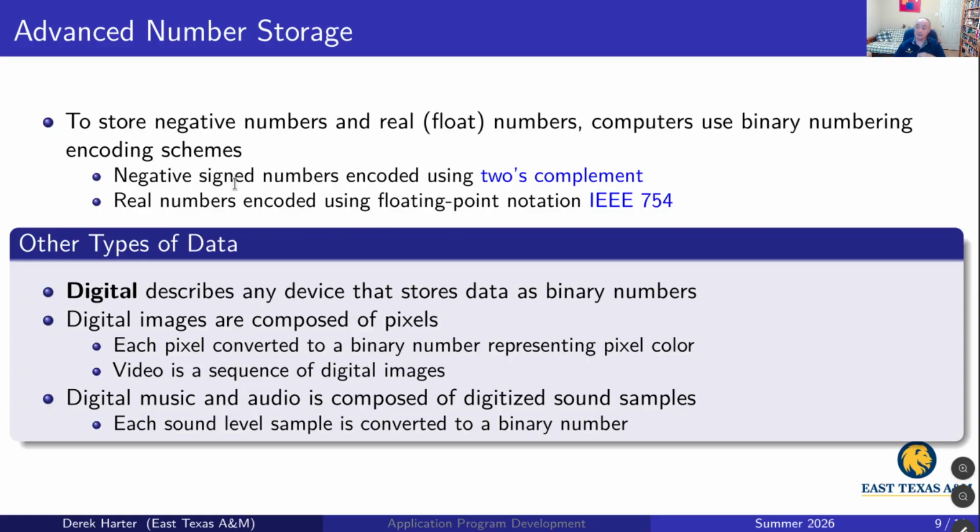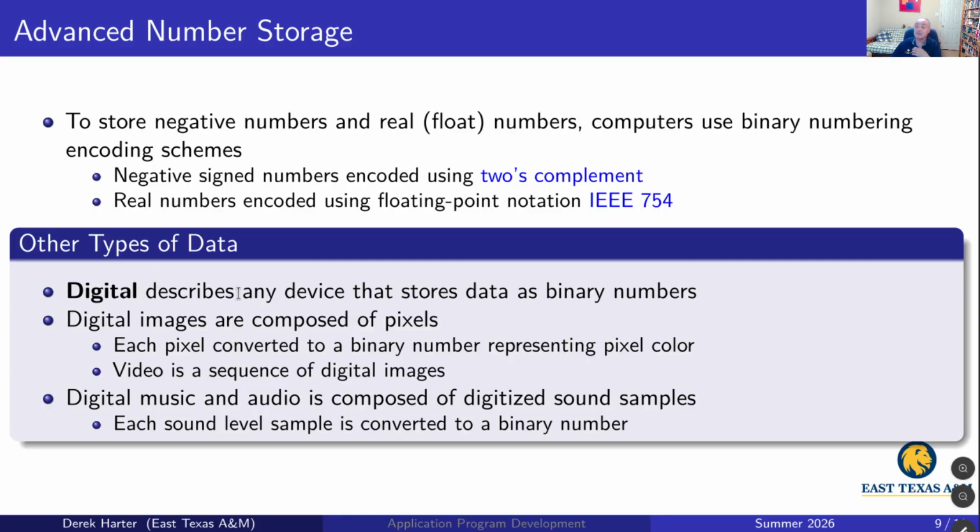And by the way, if you want to represent negative numbers, but you still want to have a whole number, an integer, but be able to represent negative integers as well as positive integers, that's another type of encoding called two's complement. And there are other kinds of data.